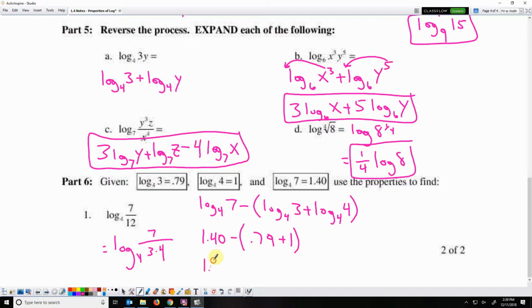So that's 1.40 minus 1.79. So I'm subtracting a larger number from a smaller number, so I know it's going to be negative. 1 minus 1 is 0. 40 minus 79 is negative 39, so I've got negative 0.39.